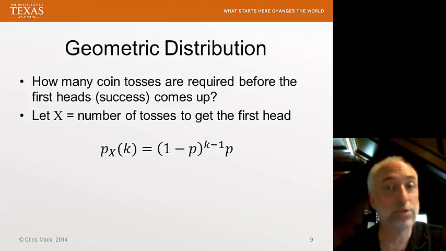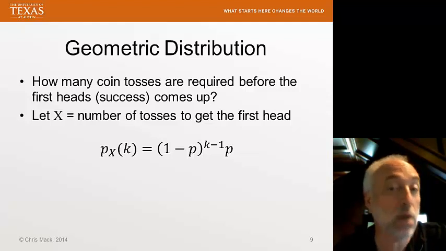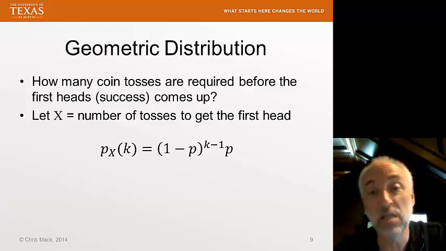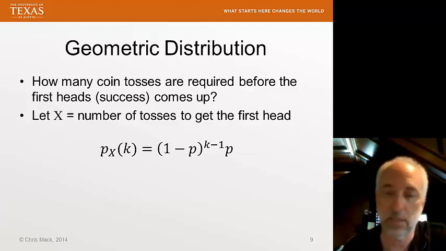Let's go on to our geometric distribution. An example of the geometric distribution was flipping a coin and asking how many coin tosses are required until I get my first head, or my first success. We define our random variable x as the number of tosses to get the first head. And we saw this as our PMF last time.